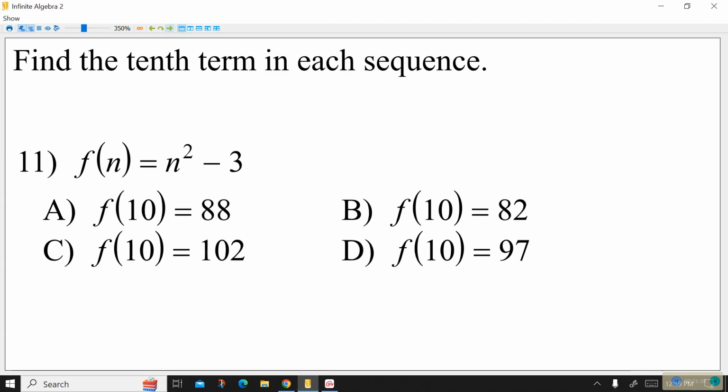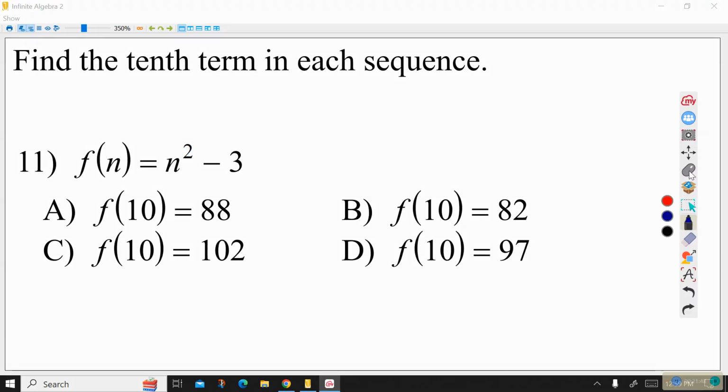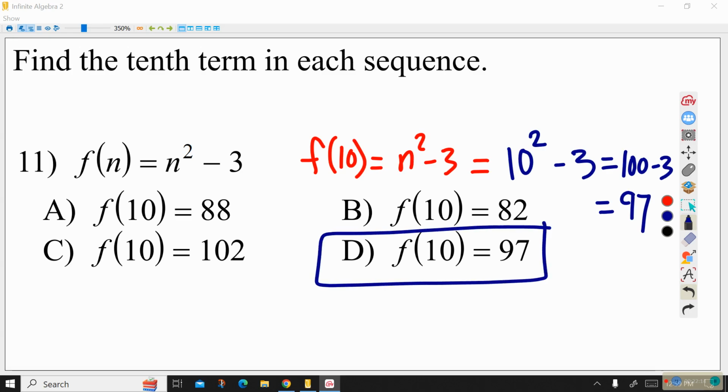Now for 11, we should do n squared minus 3. Remember that we can do some of these in our head, and this is one that we could probably do on our own. So I'll say it out loud, but I'll write it so you guys have something to look at too. We know that we're going to get f of 10 equals n squared minus 3. But like I said, we're going to substitute in. Instead of having n squared, we have 10 squared now, and that's minus 3. 10 squared is equal to 100, and 100 minus 3 is just 97. And so we have our answer right here under D.